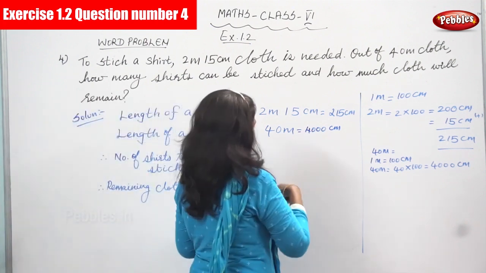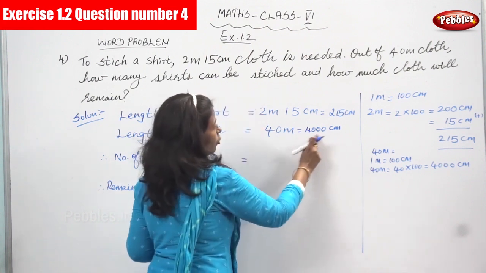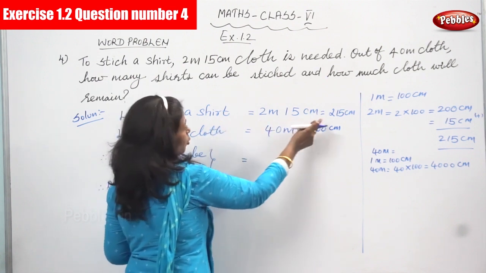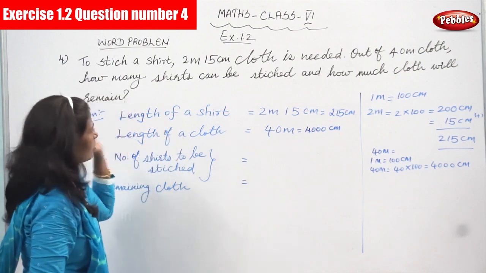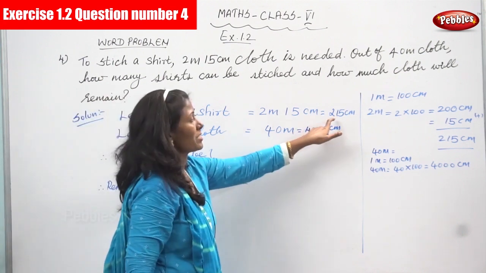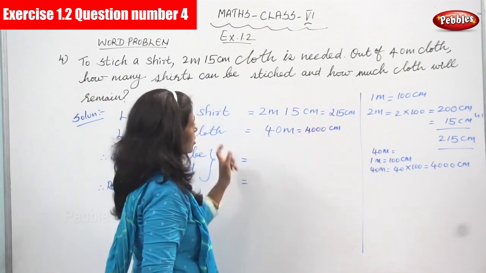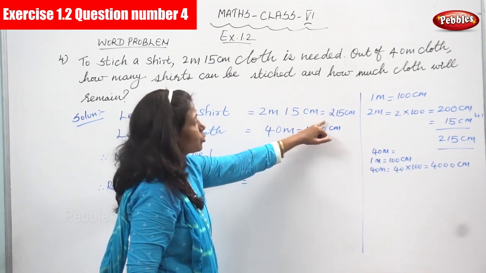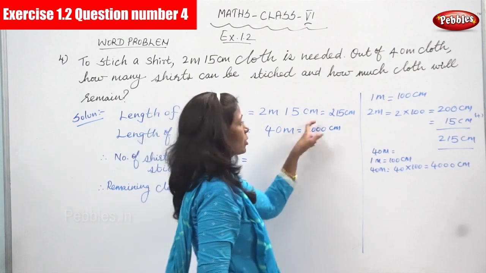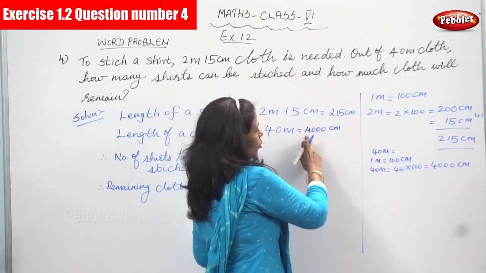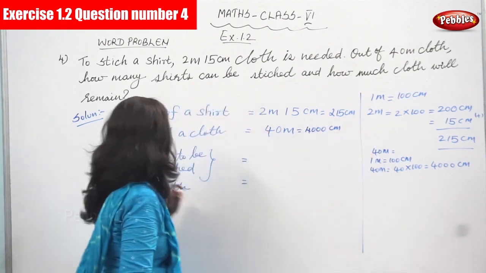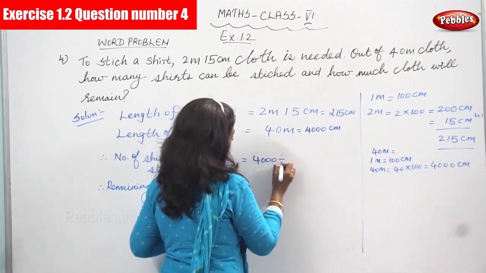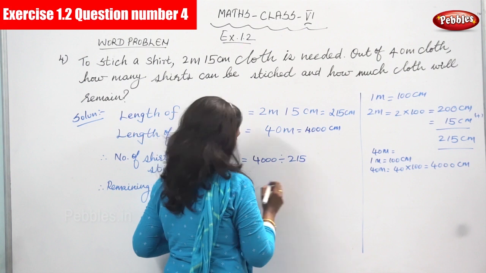That means you have to divide. Because here 4000 centimeter is the length of the cloth, and the length of a shirt is 215 centimeter. For a single shirt, 215 centimeter is needed. So the length of the entire cloth is 4000 centimeter. 4000 centimeters divided by 215 centimeter. You can get the number of shirts to be stitched. So 4000 is divided by 215.